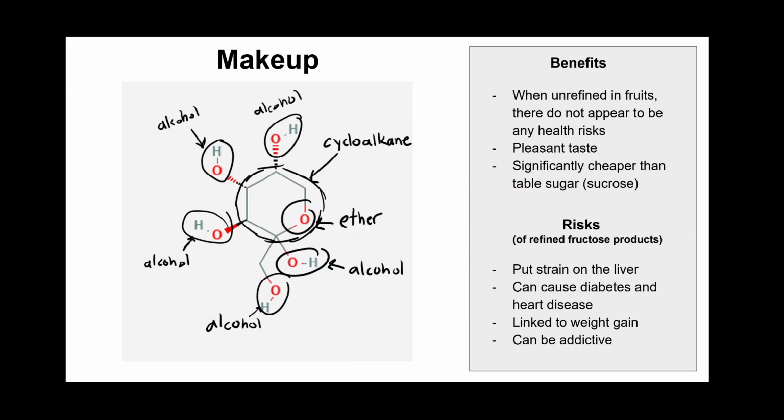One notable thing about fructose is that when it's unrefined in fruits, it does not appear to have any health risks, and that's how it should be, since animals have had millions and millions of years for their metabolisms to evolve to be able to handle fructose. Unlike other sugars, which we've just invented in the last few thousand years and haven't been able to adapt to yet.